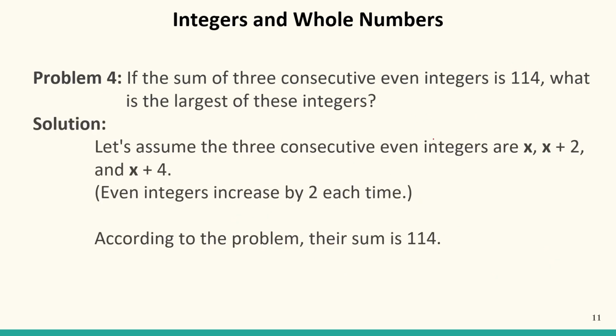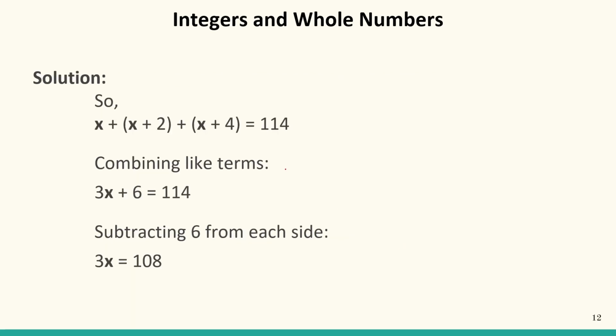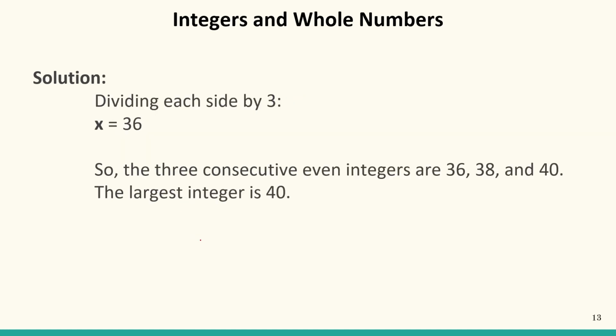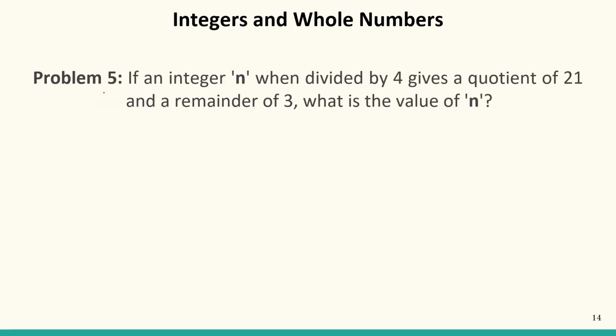So let's assume the three consecutive even numbers x, x plus 2 and x plus 4, and even integers increase by 2 each time, right? So according to the problem, their sum is 114. So x plus x plus 2 plus x plus 4 is equal to 114. So combining like terms, 3x plus 6 is equal to 114. So subtracting 6 from each side, 3x is equal to 108. So dividing each side by 3, x is equal to 36. So three consecutive even numbers are 36, 38 and 40. So the largest integer is 40.